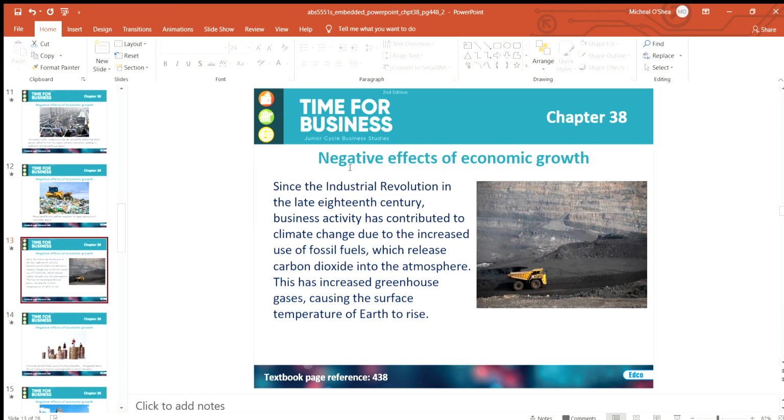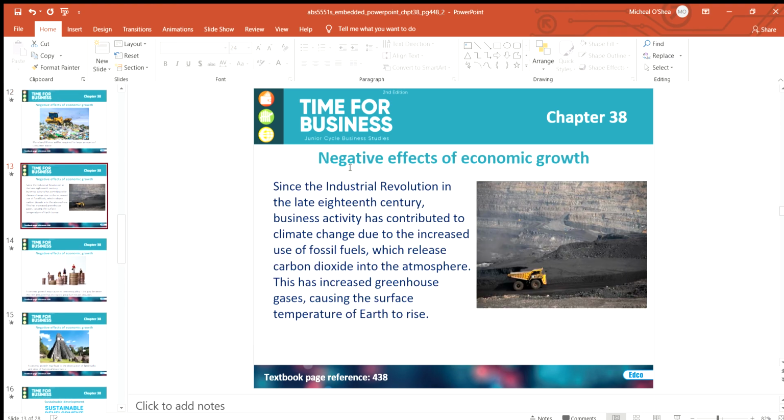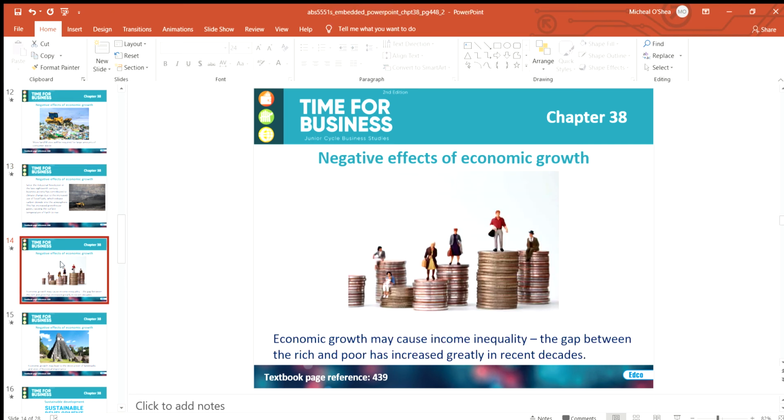I'm going to focus on 3 more. Okay, so the last 3 that we're going to look at. Since the Industrial Revolution in the late 18th century, business activities contributed to climate change, to an increase in fossil fuels, carbon dioxide in the atmosphere, and greenhouse gases causing the temperature to rise, which is more or less a summary of what I've talked about there. Basically, it's our effect on our climate and the increase in greenhouse gases. We've seen our increase in business activity, increase in use of fossil fuels, and pollution itself has all led to the crisis we are undergoing, one of many factors.